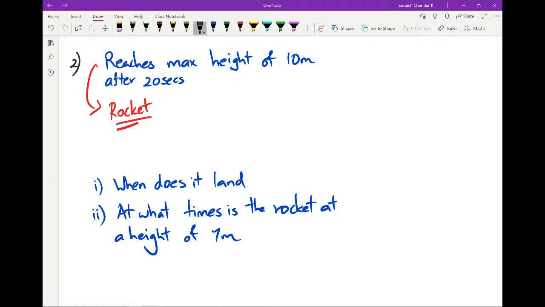So I do apologize, guys, because I kind of had a diagram before for this question. But basically, a rocket is getting launched from the ground. Now we're assuming that it has a parabola shape. It says that it's reaching a maximum height of 10 meters after 20 seconds. So that's 20 seconds, and then that's 10 meters.